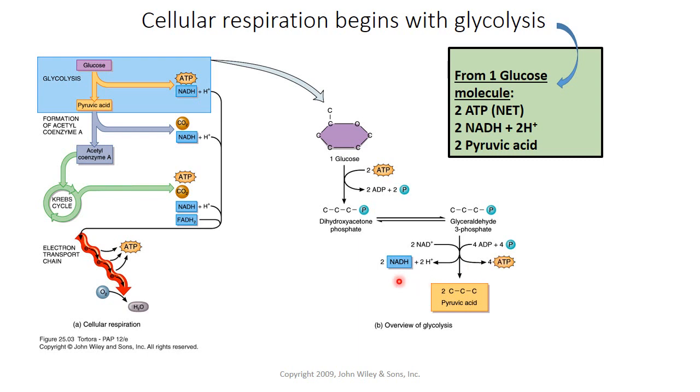We also make 2 NADH and 2 hydrogen ions. So this complex here is what's carrying the energy that's in those bonds that we've broken in the glucose molecule. So remember, it's NAD that is the coenzyme that is being reduced. It's accepting the electrons, it's accepting the energy from the broken bonds of the original glucose molecule.